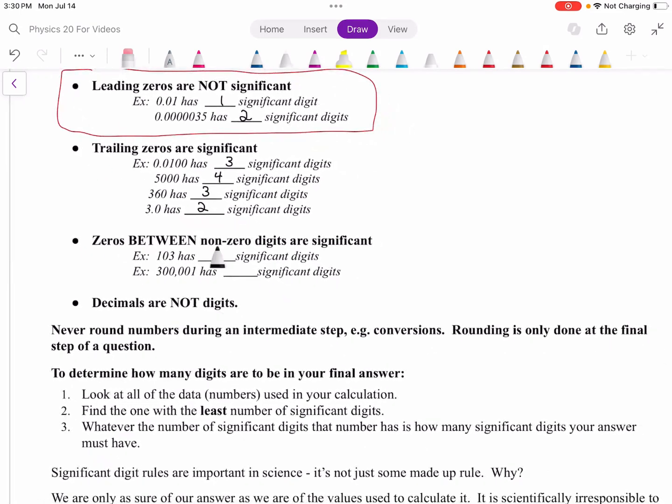Zeros between non-zero digits are also significant. So 103, that 0 is significant. It comes after a 1, it's not a leading 0, so that has 3 sig digs. 103. 3001, significant.